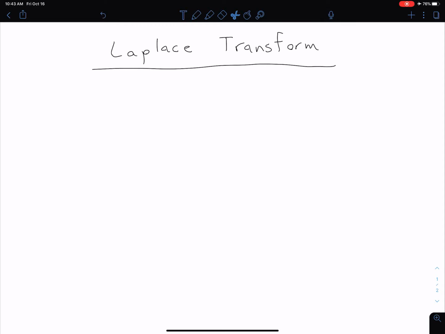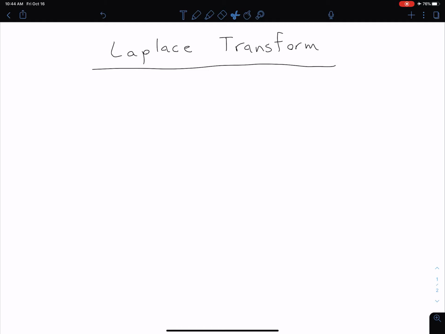In this unit, we're going to talk about the Laplace transform, and then in the following unit, we're going to come back and see how we can utilize the Laplace transform to do circuit analysis. Keep in mind that even though the Laplace transform is a powerful circuit analysis tool, it's also very useful in other areas as well, and we'll see that in future classes such as control systems.